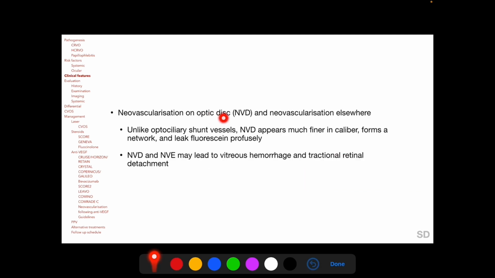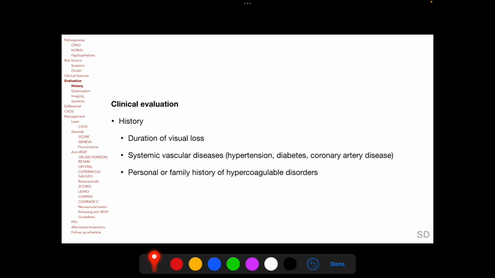Neovascularization can also occur on the optic disc and on the retina in CRVO. And unlike optociliary shunt vessels, NVD appears much finer in caliber, forms a network, and leaks fluorescein profusely. NVD and NVE may lead to vitreous hemorrhage and tractional retinal detachment. So when examining a patient with CRVO, we should take a history of duration of visual loss, presence of systemic vascular diseases such as hypertension, diabetes, and coronary artery disease, and personal or family history of hypercoagulable disorders, particularly in younger patients with CRVO without a history of systemic vascular diseases.